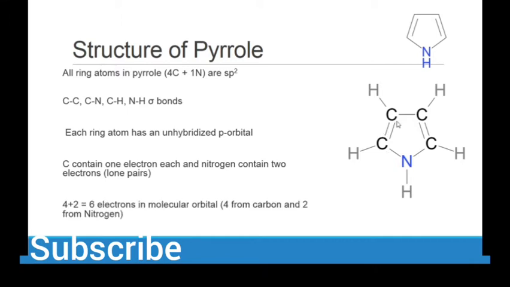So we have 4 electrons from carbon and one lone pair, so 2 electrons, from nitrogen. So we have a total of 6 electrons in the molecular orbital which can take part in resonance. So you have to remember the definition of resonance and what type of electrons take part in resonance, which is important.